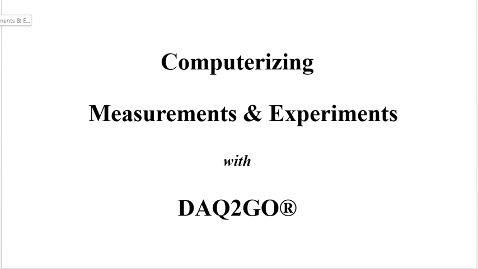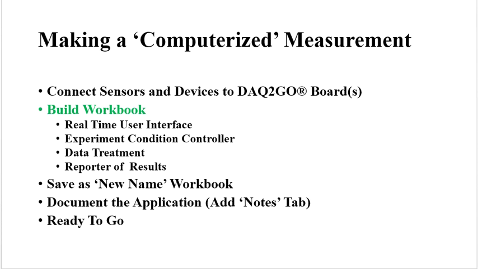This video shows how to use DAQ2GO to quickly and easily computerize measurements and experiments. Computerizing a measurement really takes a handful of steps. You first have to connect your sensors and devices to the DAQ2GO board or boards, and then you simply build a custom workbook which has your real-time user interface, something to control the experimental conditions if you so desire, a data treatment section, and a reporter of results.